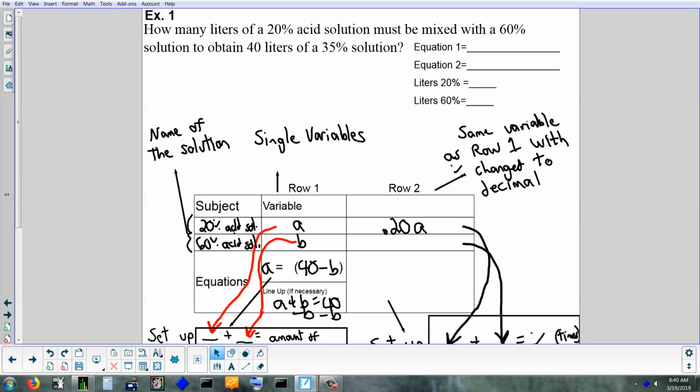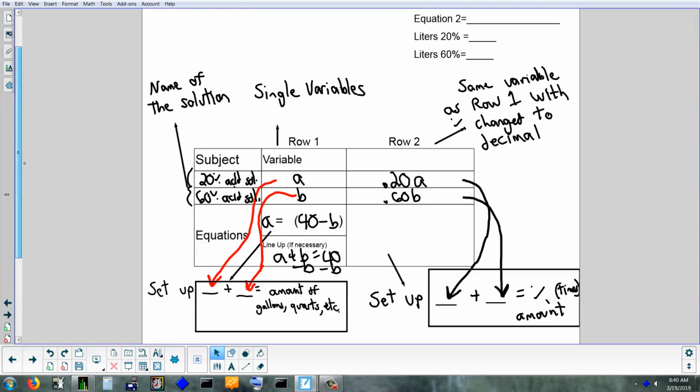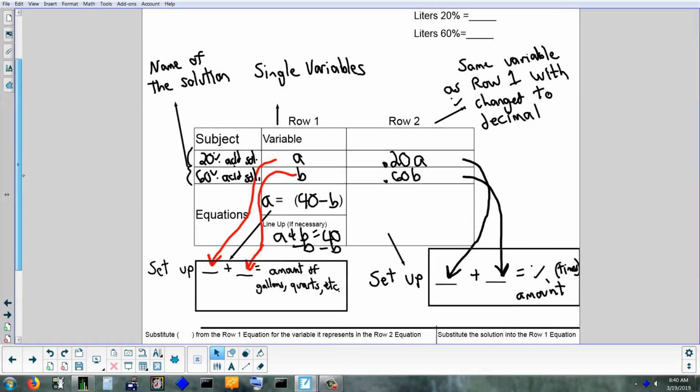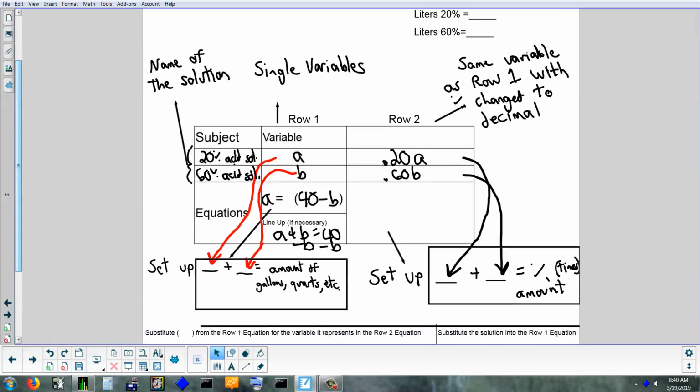So if this is 0.20A, what's going to go there in the box below it? 0.60B. 0.60B. Very good. There we go. Now, here's my setup. All right? So now I got to set up my row 2 equation.